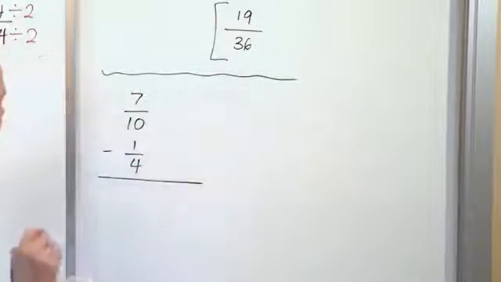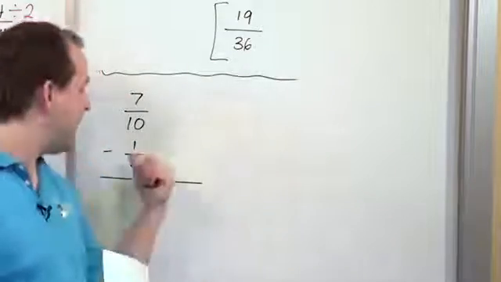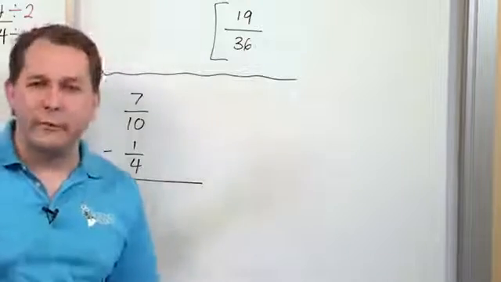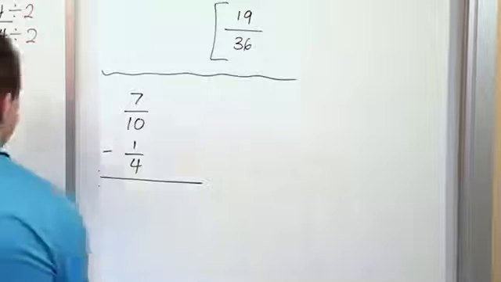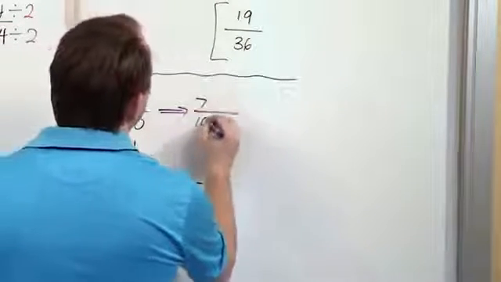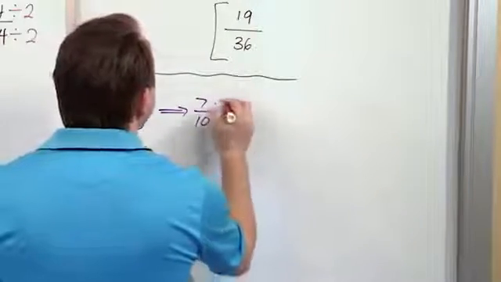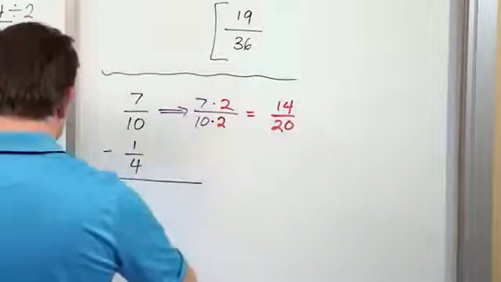But I also think that 20 would work as a common denominator because 10 times 2 is 20, and 4 times 5 is also 20. So I'm going to always try to pick the smaller denominator if I can, because smaller numbers are generally always going to be easier to work with. So let's pick 20 as a common denominator. We'll have 7/10, and we'll transform that by multiplying this guy by 2 and this guy by 2, and so I'll have 14/20 right here.